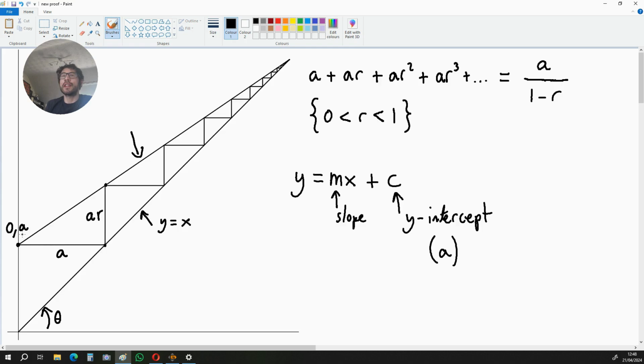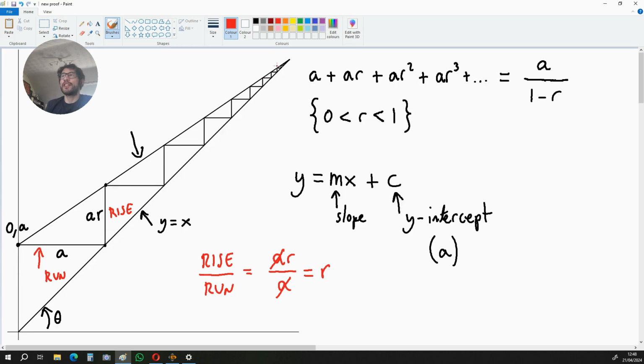Now, what about the slope? Well, here we have the rise, which is ar, and over here we have the run. The slope is rise over run. So for this particular slope over here, we are going to get ar over a. Okay, and we can cancel out the a's over here like this, so that slope is simply r.